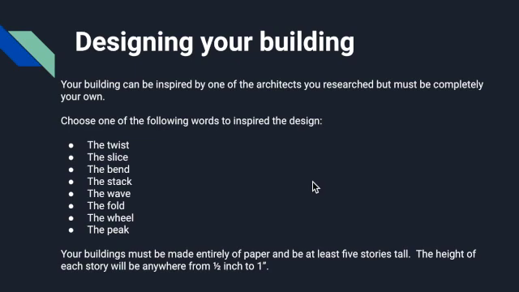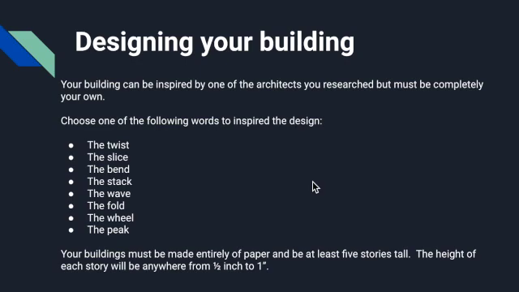Now, to choose what your building might look like, I'm asking you to use one of the following words as your design inspiration: the twist, the slice, the bend, the stack, the wave, the fold, the wheel, and the peak. Hopefully all of these words conjure up some sort of image in your head, at least as a starting point. So the slice, the bend, all those things refer to the spine, at least to me. And so hopefully those will give you some place to start. If you have another word that you feel strongly about, you could use that too, but otherwise I would stick with these.